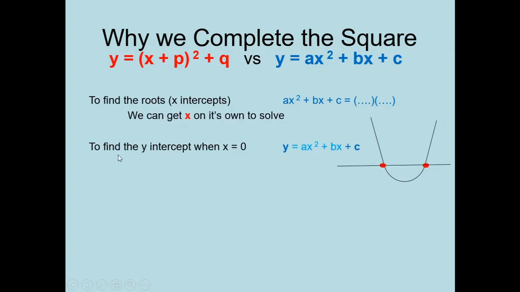Next, finding the y-intercept. Finding the y-intercept for this format is really easy. When x is equal to 0, just figure out what c is. y will be equal to 0 plus c. So this format's generally best for that. But if you've already got the completed square format, when x is equal to 0, y is just going to be equal to p squared plus q, right? Because the x is 0.